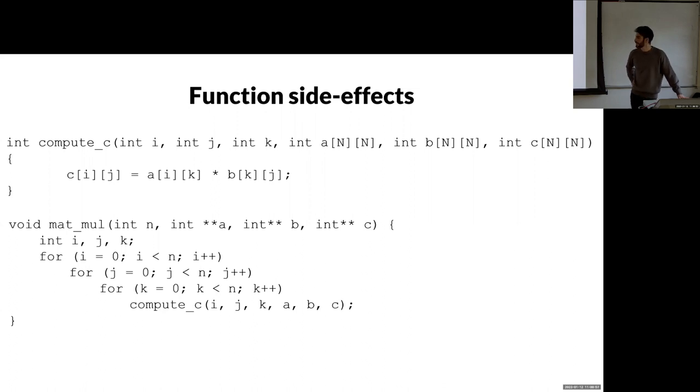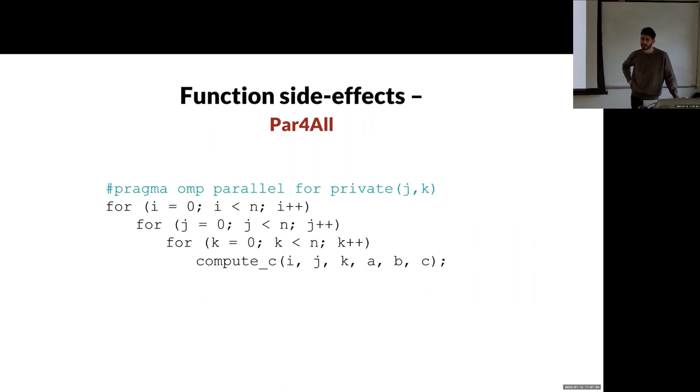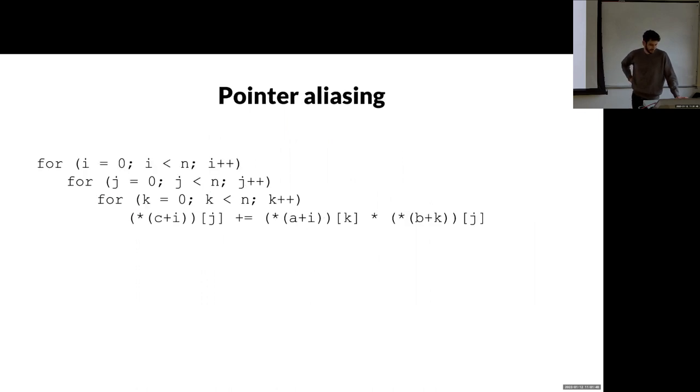So what about function side effects? We'll take the calculation of the multiplication and we'll move it up to a function. And Autopar and Setus didn't determine the function side effect and they didn't insert a directive at all. Although Setus in its newer version did manage to insert the same directive because they fixed it in the next version so that it can determine the function side effects. And Parfuol managed to do it perfectly because this is its main advantage.